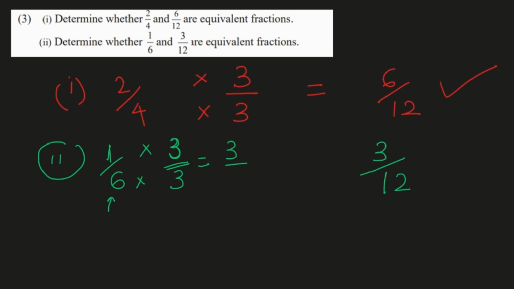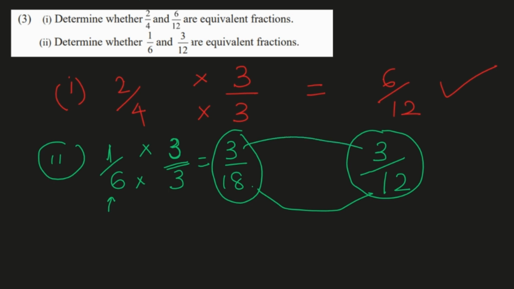Then 6 into 3, it's 18. So what happens? Are these values same? No, they are not. You can see that the denominators are not equal to each other. It's 18 and 12. But the numerators are equal. But it doesn't matter since the denominators are different. So due to that, I can tell that the two fractions 1 upon 6 and 3 upon 12 are not equivalent fractions, because when you try to convert it by multiplying both the numerator and the denominator by 3, then 3 upon 12 will not come. Understood? So these two fractions are not equivalent fractions.